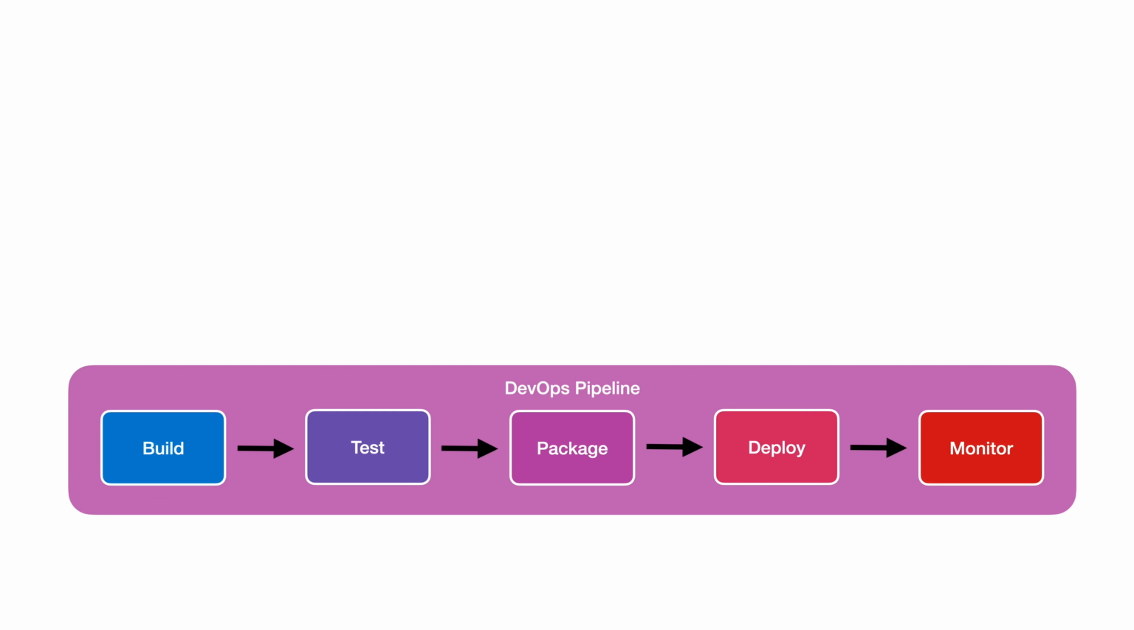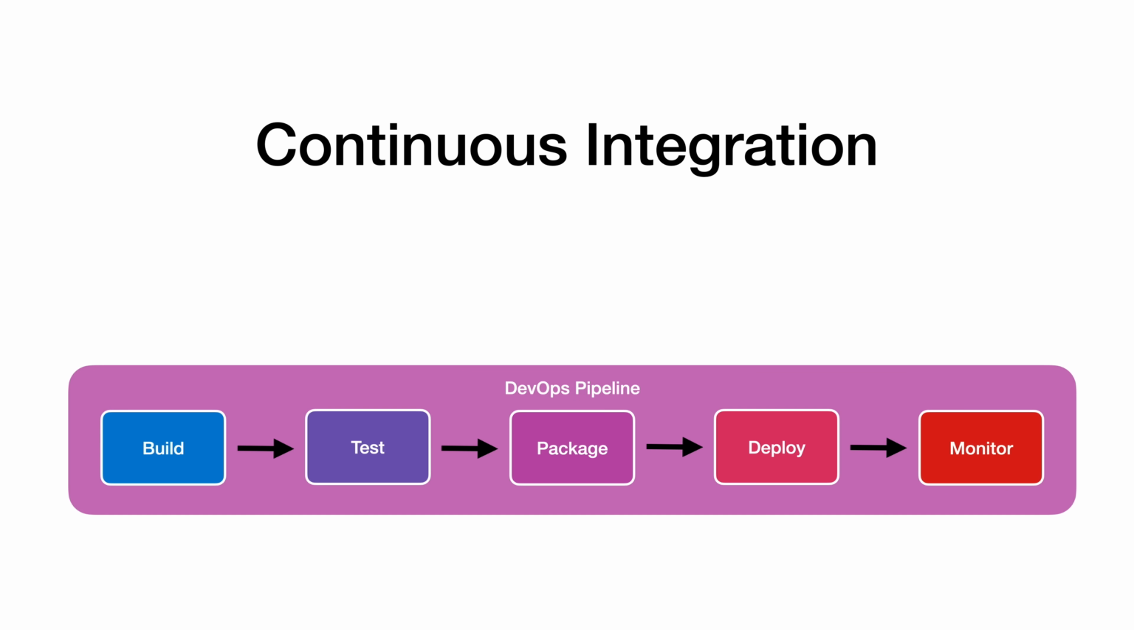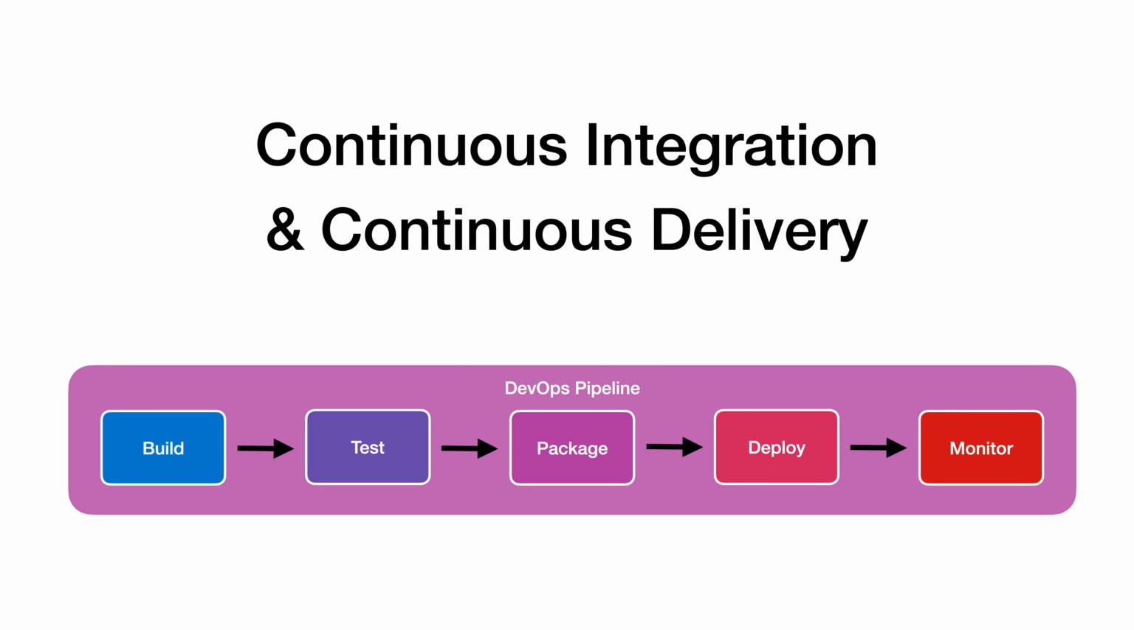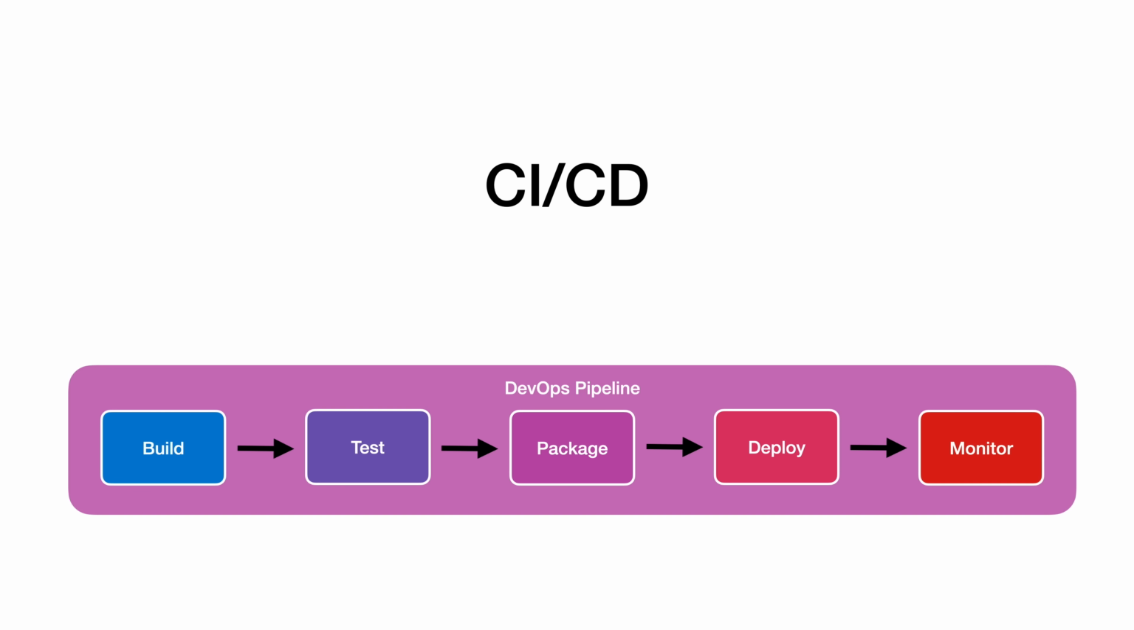Having all this automated means it's easy to release small changes regularly. The practice of merging and testing code regularly became known as continuous integration, and then actually releasing it was called continuous delivery. These are often grouped together and abbreviated to CICD, so the pipelines are also called CICD pipelines.